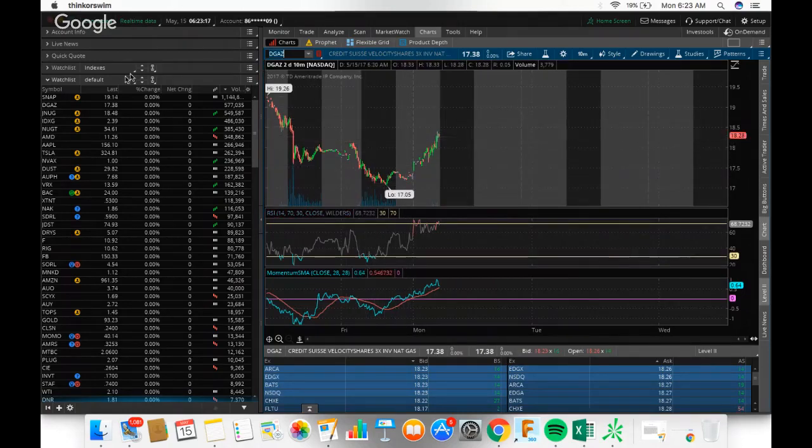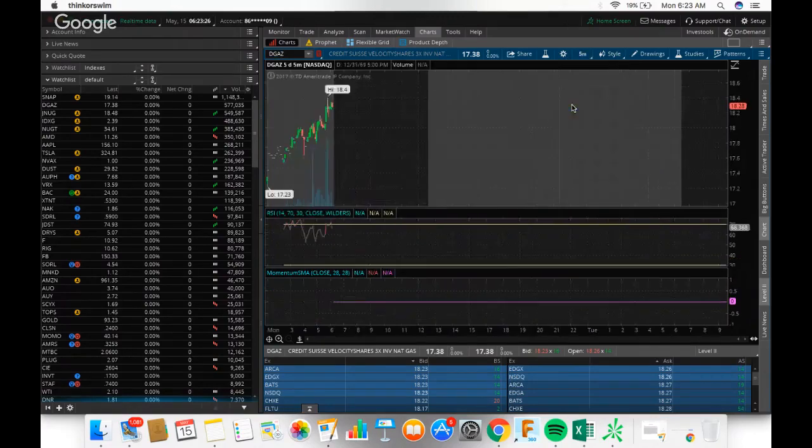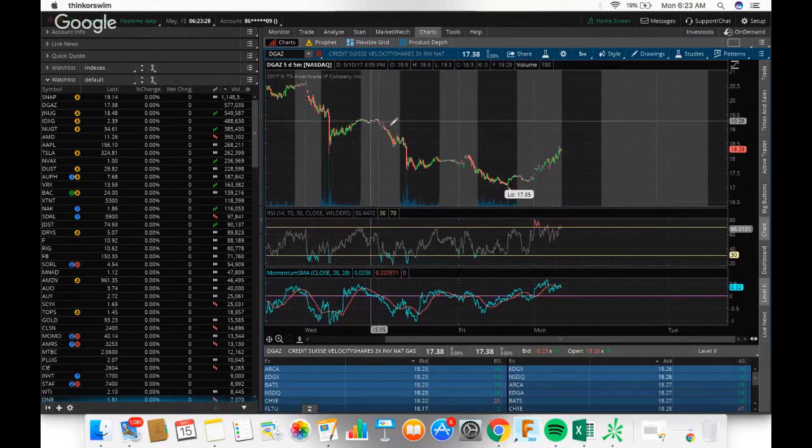So DGAS is one that, based on the current volume that it has, saw a really solid bounce as of Friday at 17. I'm going to go a little bit further back to see how it's been doing. So it's been on a consistent downward trend, and it's seen a solid bounce.